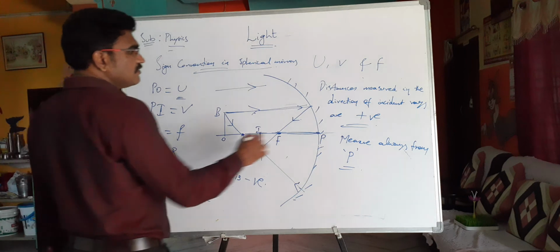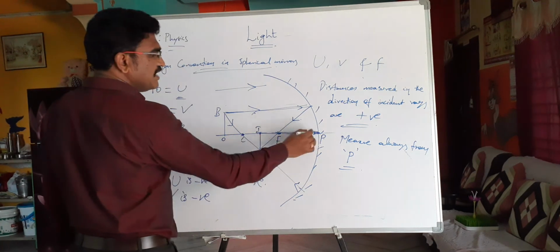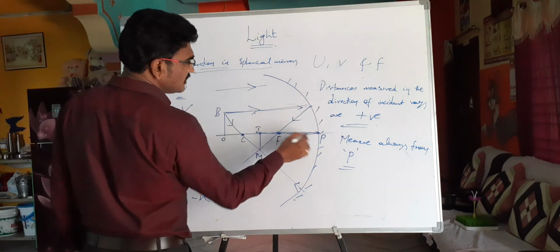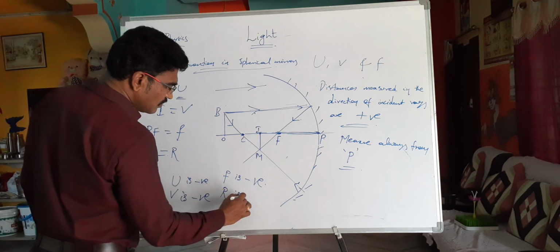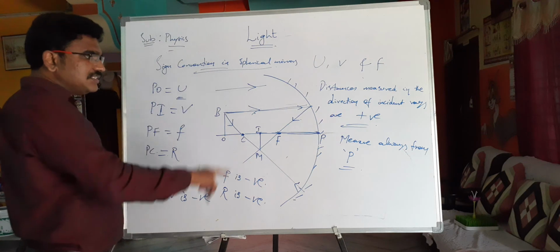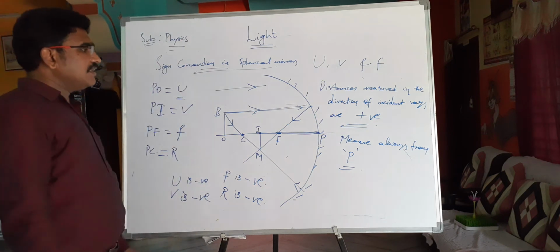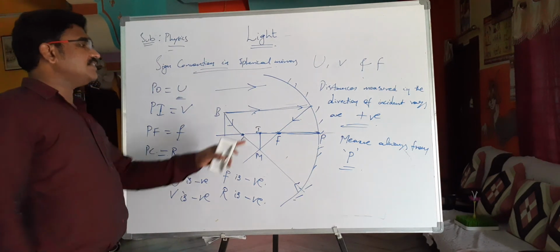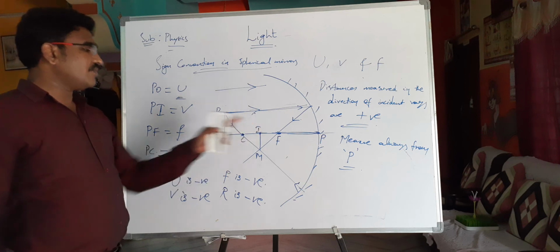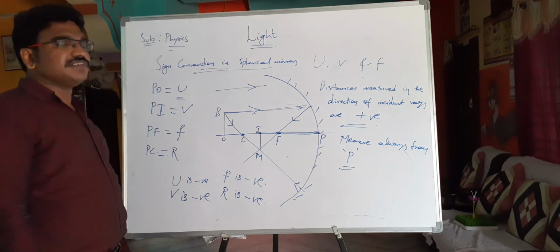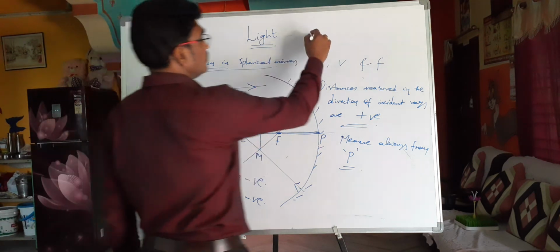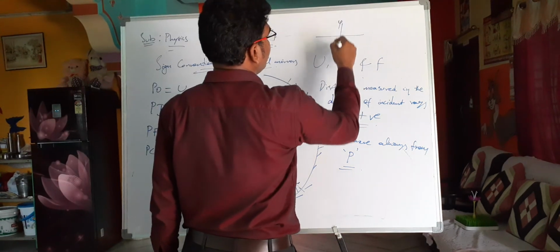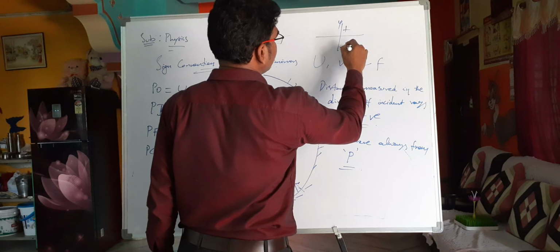R you take. PC is R. Actually the incident ray direction is this one, and I am measuring in this direction. So R is also negative. So in this you see object distance is negative, image distance is negative, focal length is negative, radius of curvature is negative, everything is negative. And at the same time we will take the y axis also, positive and negative.